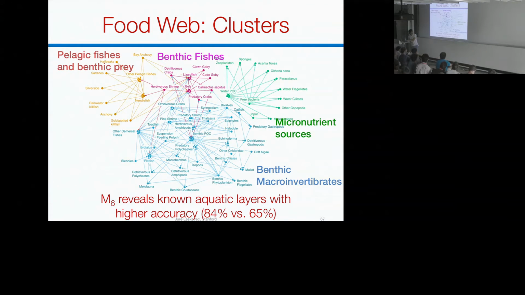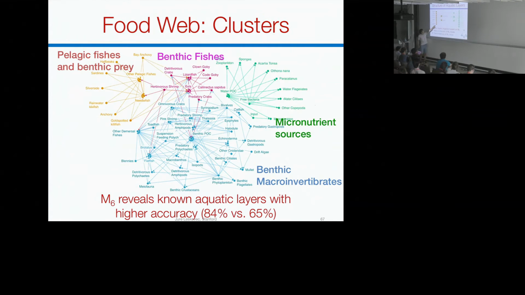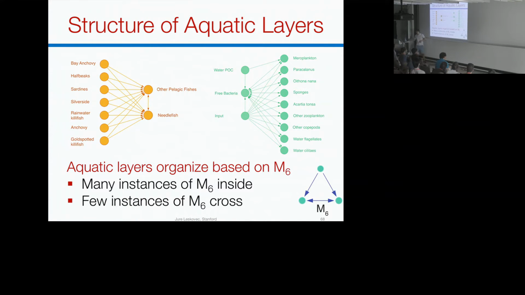And to show you an example of how these aquatic layers look like, I think I'll show you a picture of this cluster and I'll show you a picture of that cluster. This is what I'm doing here. So this is this particular fishes cluster up here, and that will be the micronutrients, right? So what do you see in this cluster? You see that it is exactly this motif M6, but kind of rotated for 90 degrees to the left, right?